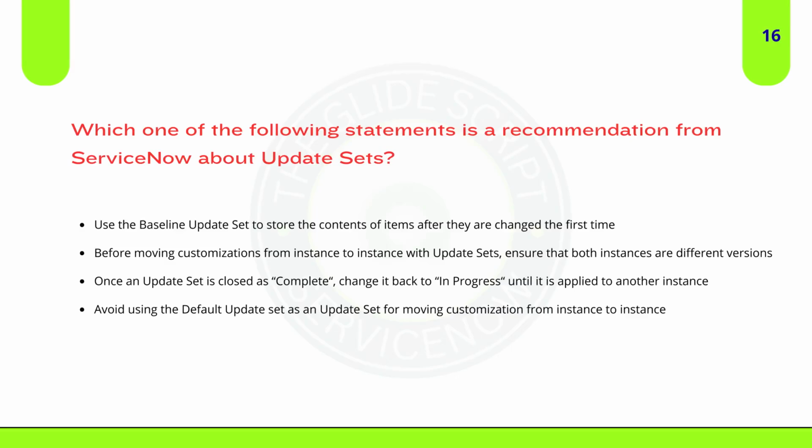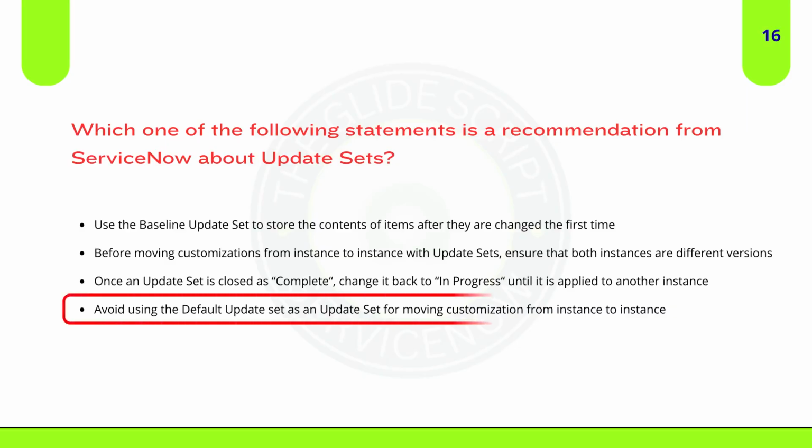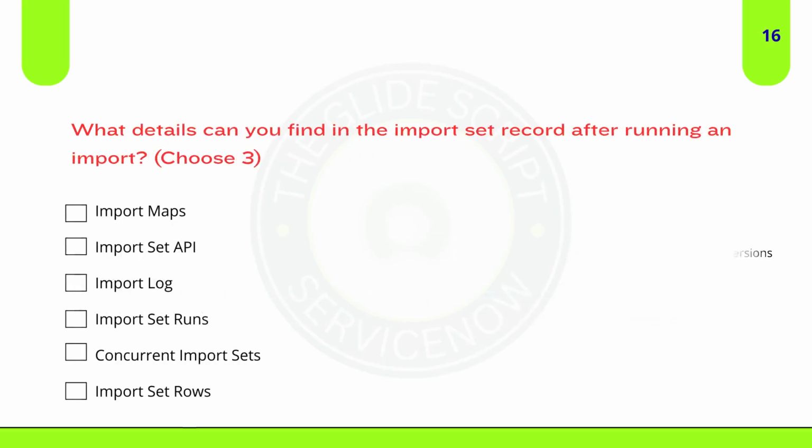The next is, which of the following statements is a recommendation from ServiceNow about update sets? Read carefully all 4 options. Option number 4 is the correct one. Avoid using the default update set as an update set for moving customizations from instance to instance. Always, this is the recommendation from ServiceNow. The next question is, what details can you find in an import set record after running an import?